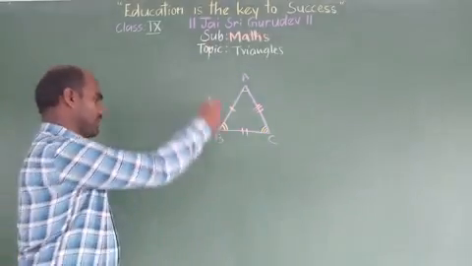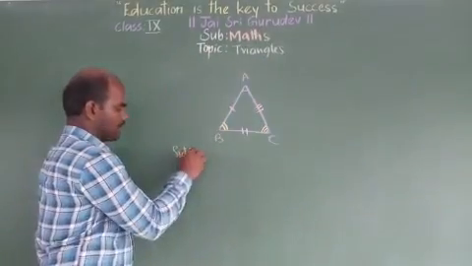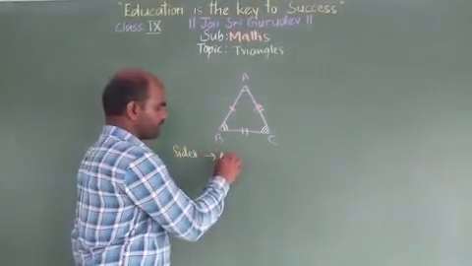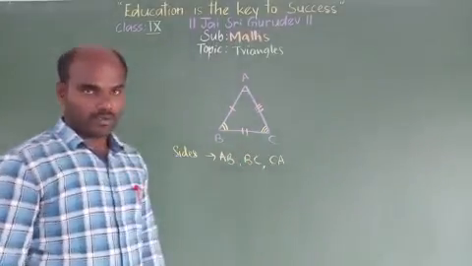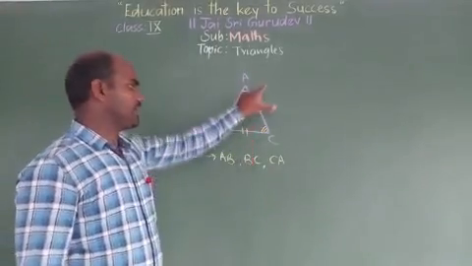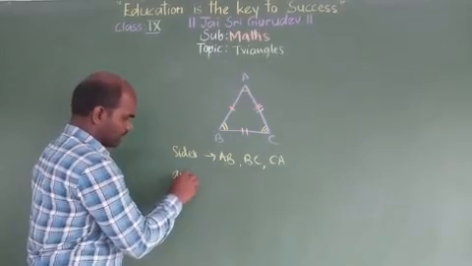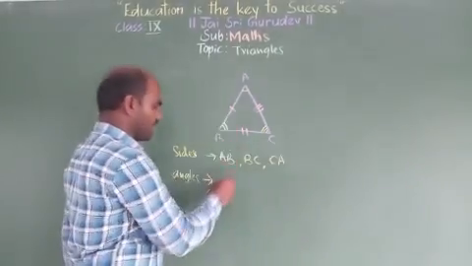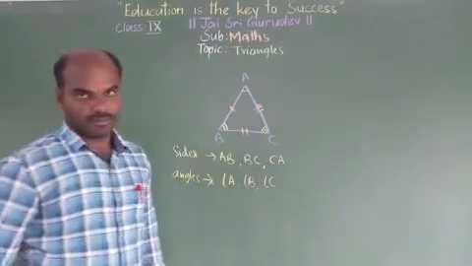Okay children, what we have are sides. How many sides are there? Three sides. That is AB, BC, and CA. Yes, AB, BC, and CA are the sides. Okay, so next, the angles. Yes, the angles are angle A, angle B, and angle C.